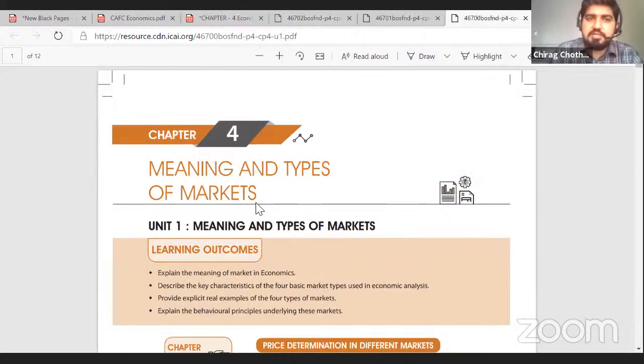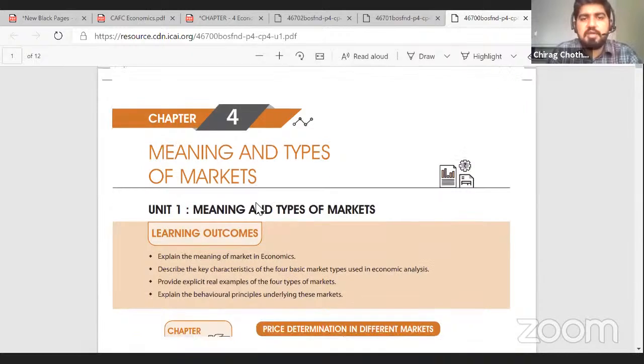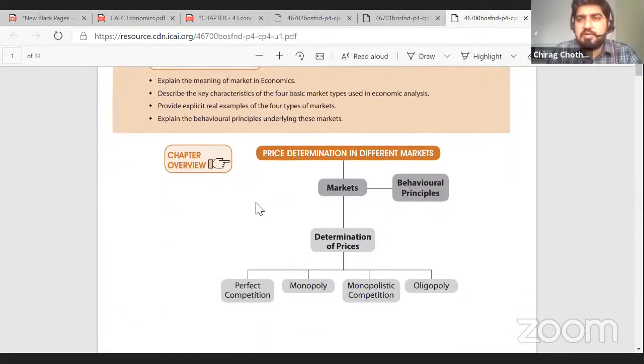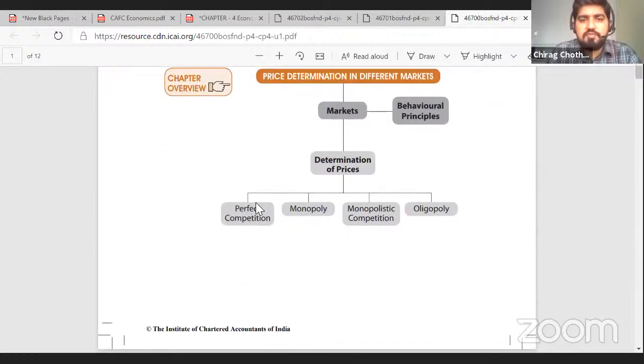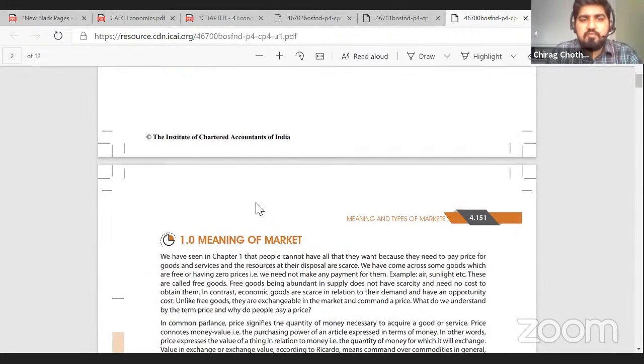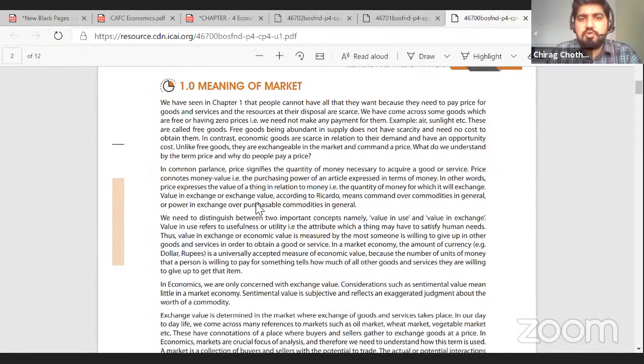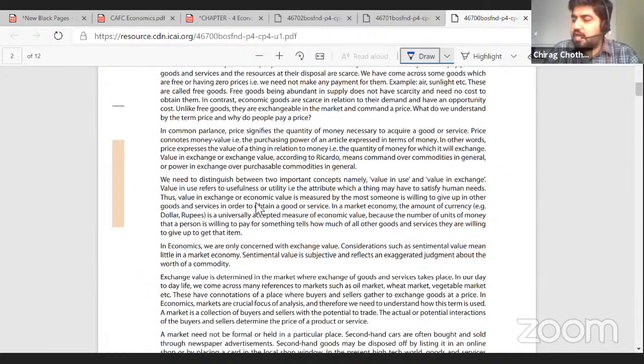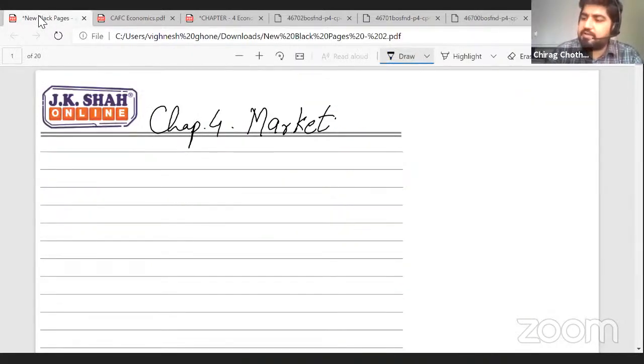The first part is meaning and types of market. That will be our first part, chapter number 4, unit number 1. First of all, when we talk about market, what do you mean by market, students? What generally is market according to you? In general, we say market is nothing but buying and selling of goods and services. Yes or no?